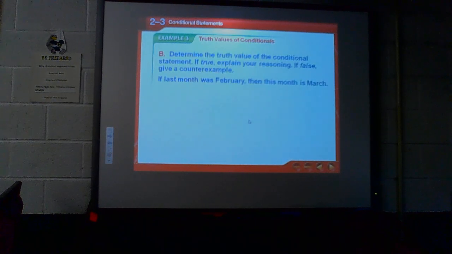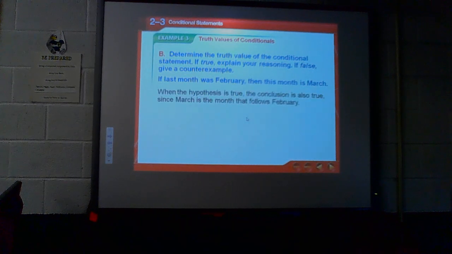If the last month was February, then this month is March. If the last month was February, would the next month be March? Well, we go through the months, February, March, April, so we should be able to say that this is a true statement, right?